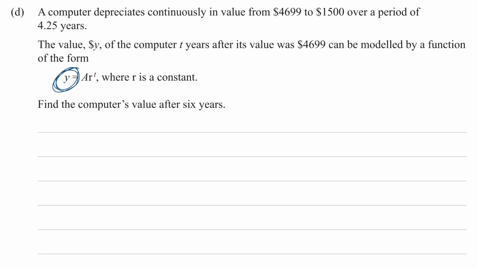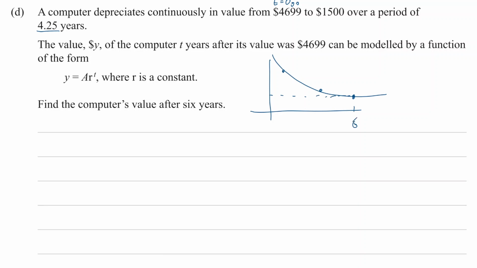So what we have here is a model for that depreciation. The value y is equal to a times r, which is the rate of depreciation, to the power of t, with t being years. Our task is: how much is this computer worth after 6 years? We know how much it's worth after 4.25 years, and after 0 years, initially. So those are 2 points on a graph, and we're asked to find how much it's worth after 6 years.